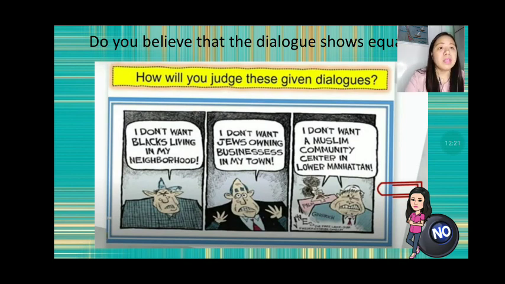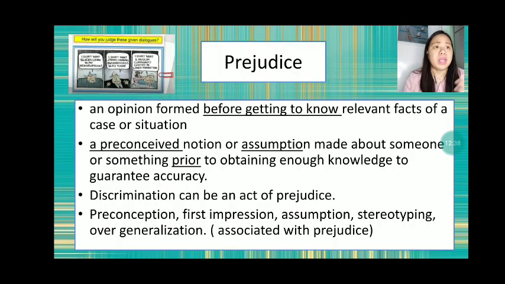Because the speakers in here don't want other people such as black, or the color of your skin is black, they don't want you living in their neighborhood. The other one doesn't want Jews, and then the other one doesn't want a Muslim. So there's no equality in here. They are not accepting the other. So that is an example of prejudice.